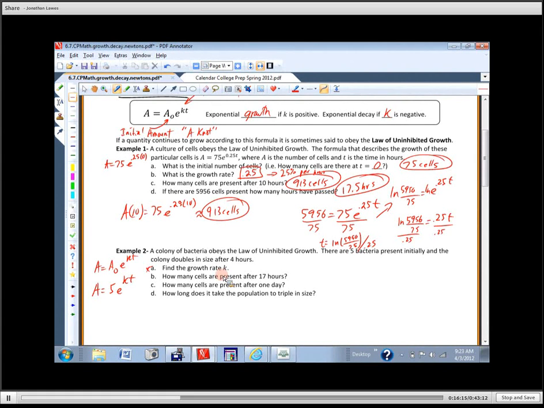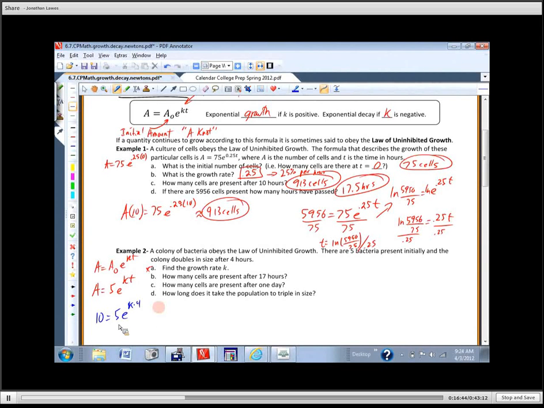Exactly. They said it doubles after 4 hours. So they told us a time, and they told us an amount. So on this problem, we get 10 cells after 4 hours. So if you take a look here, there's only one variable in here. There's only a k missing. So we can solve this.